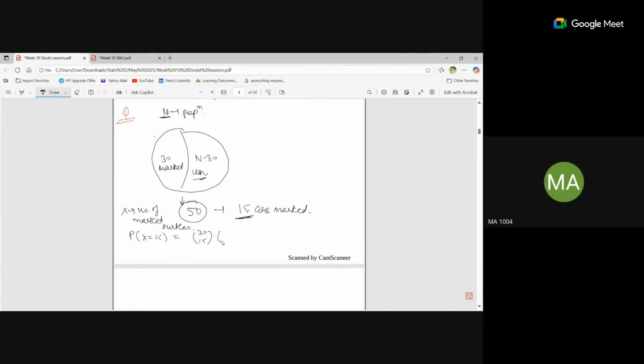Okay. Now the remaining. So I have a sample of 50. From that, 15 are marked. So how many are left who are not marked?